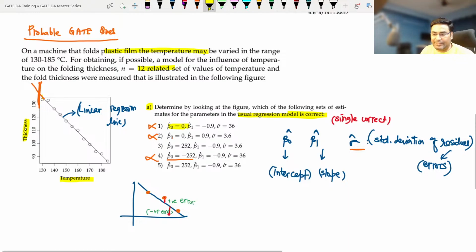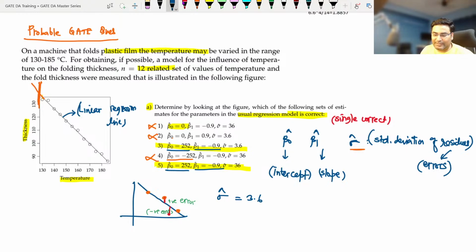Now you have two potential options, either option 3 or option 5. Listen to me. In option 3 and 5, you will see that this is the same. Beta 1 hat, yeah, they're also good, right? Same. The only thing different is what? Option 3 says sigma hat is 3.6. And option 5 says sigma hat is 36. How can it be 36?